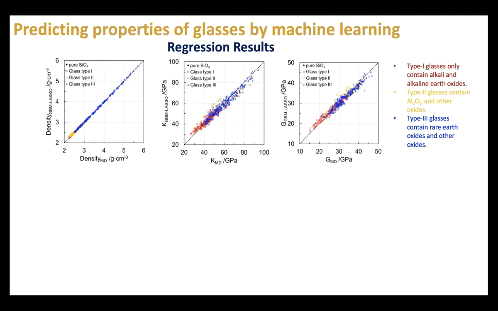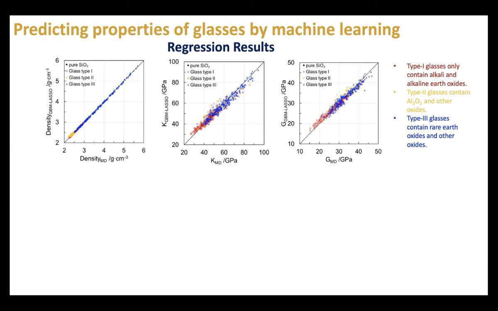Basically it means the fitting result. In these three figures, the x-axis from left to right is the density, bulk modulus K, and shear modulus G from MD simulation. The y-axis from left to right is the density, bulk modulus, and shear modulus from our GBM lasso machine learning fitting. We can see that in all three figures, most data are distributed around the line y equals x. That means our regression fitting and our MD calculation are generally consistent with each other, which means our machine learning model has a very good fitting result.